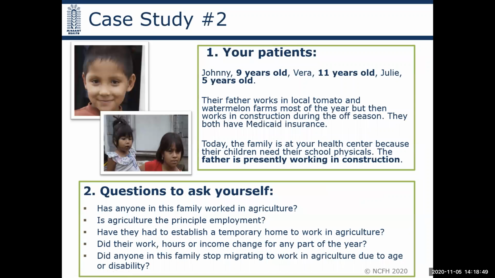So case study number 2, we have 3 patients, Johnny, Vera, and Julie. Their father works on a local tomato and watermelon farm most of the year, but then he works in construction during the off season. They both have Medicaid insurance, and they're here at your health center today because they need their school physicals. So how would we classify Johnny, Vera, and Julie?